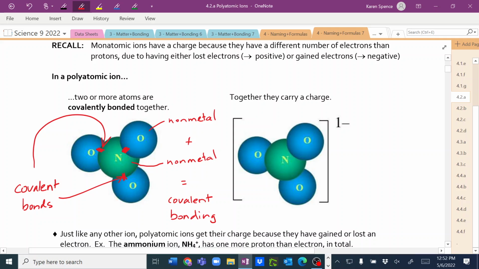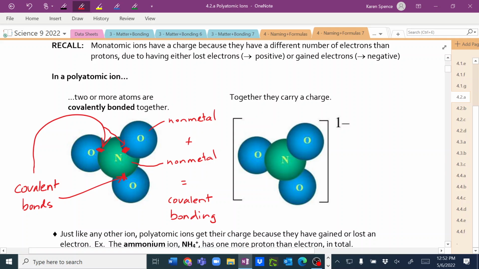Okay? However, together, these things carry a charge. Okay? Somewhere or other, they got an extra electron. Maybe it's from a sodium that was looking to get rid of its electron. Okay? Together, they carry a charge. We're on page 29. So we would actually write the formula for this.